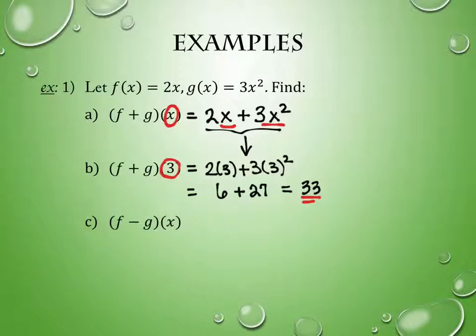Okay. What do you think f minus g of x would look like? Right, 2x minus 3x squared. And that's really as easy as this is. Okay. So we'll pick up on this next time.